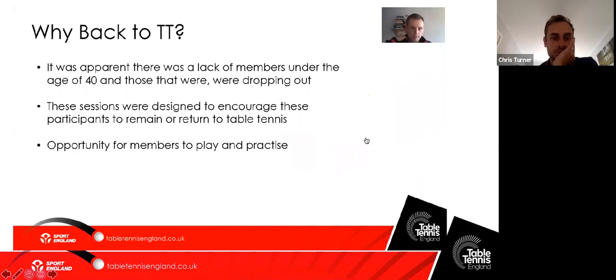So, as I just mentioned, under 40, these are people that have dropped out of table tennis generally at late teenage, early 20s, and are now looking to get back in. So these are probably more active, more competitive, and probably slightly stronger players because they've got a table tennis background. However, you will also attract new participants as well. And again, it also provides existing members another chance to play and practice.